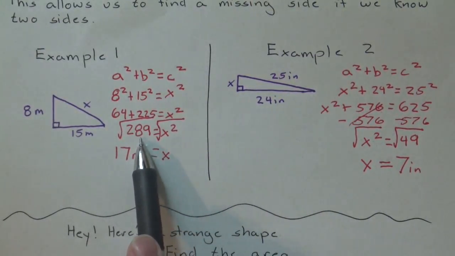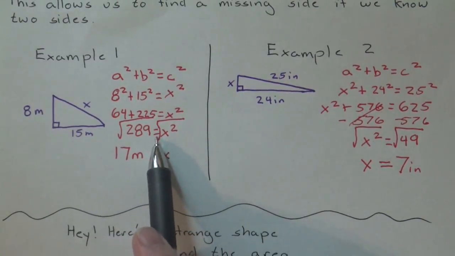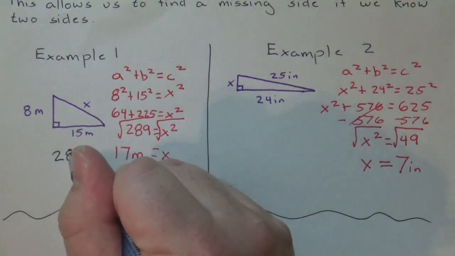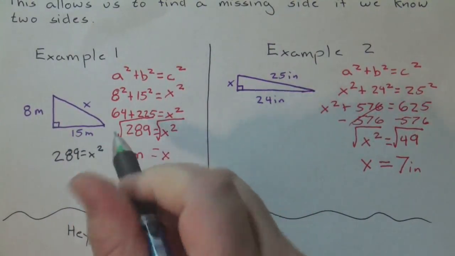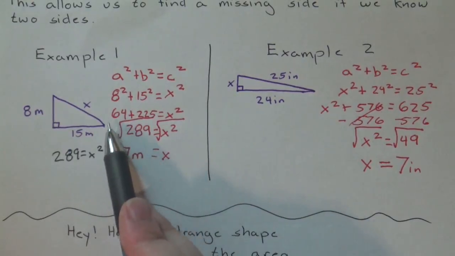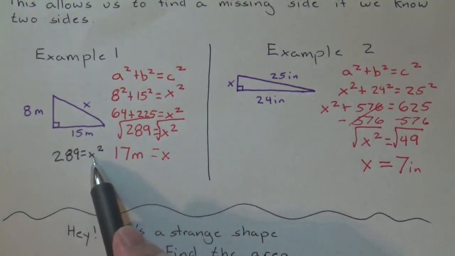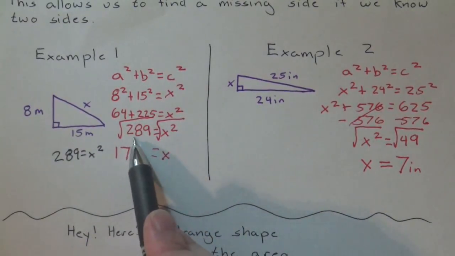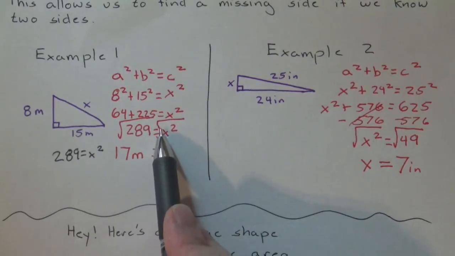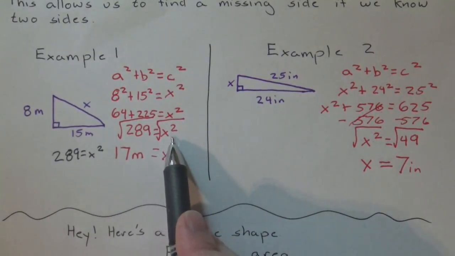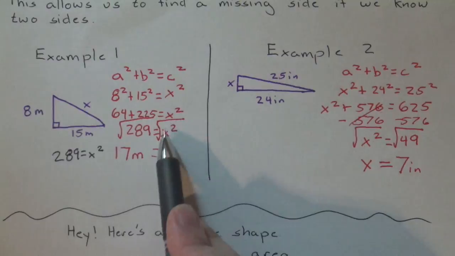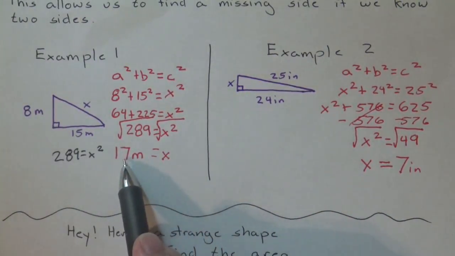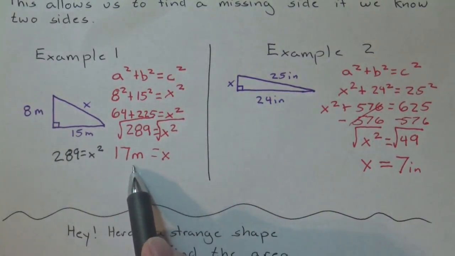Let me rewrite this, as it really says 289 equals x squared. All right, this is what our next step would be. But remember what I told you, we need to get rid of this x squared, so we have to square root it. That's what this step is. I'm square rooting the 289 and I'm square rooting the x squared. When I do, the square root and the x squared cancel out, and that leaves me just x, and the square root of 289 is 17, and the answer to this is 17 meters.